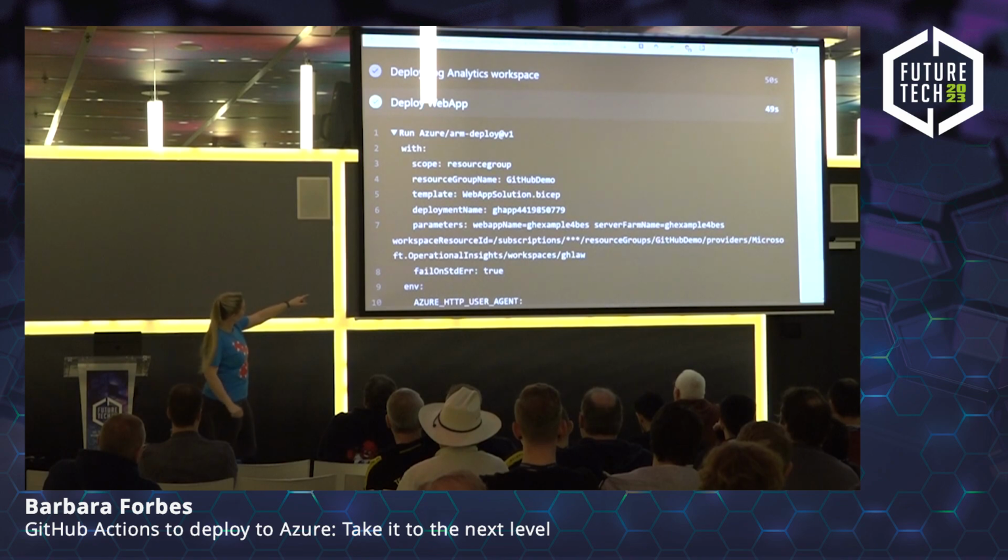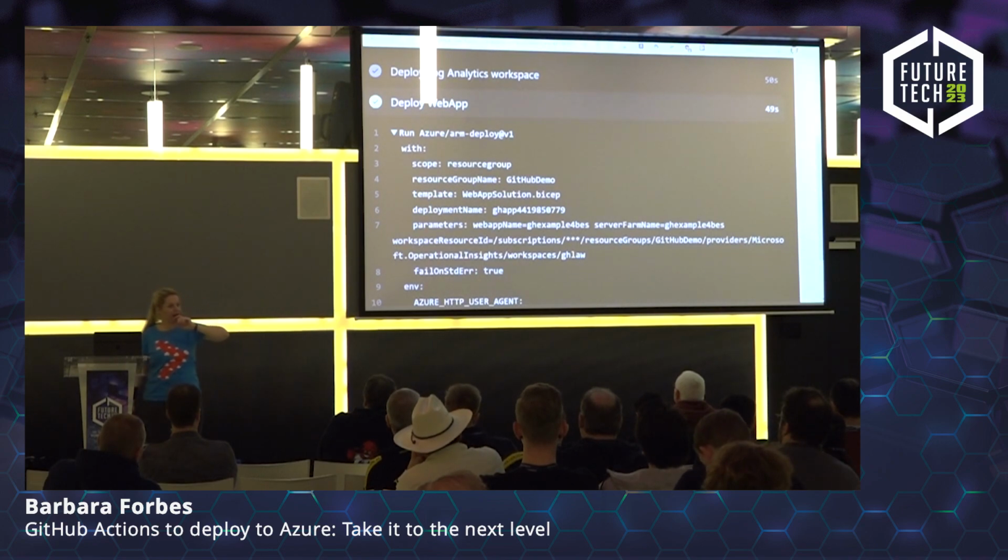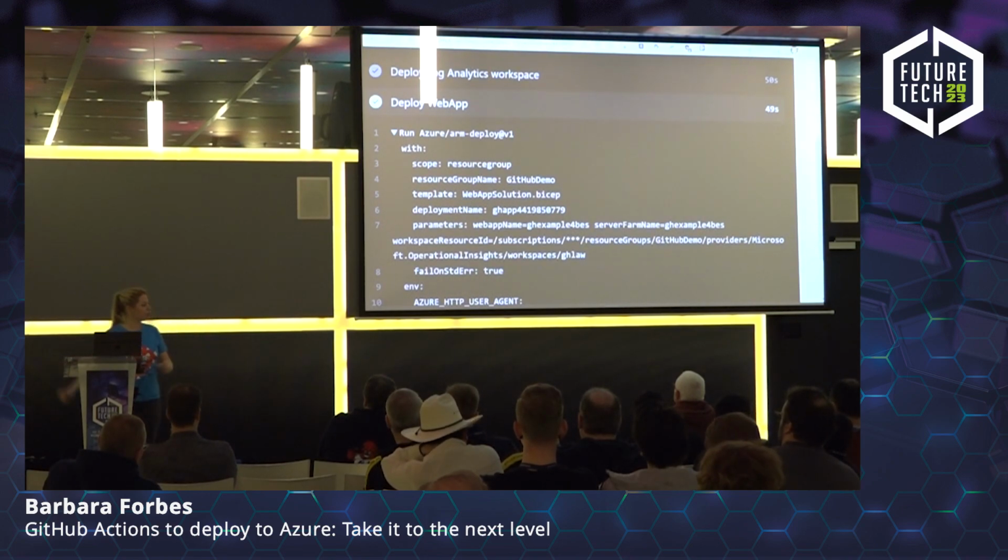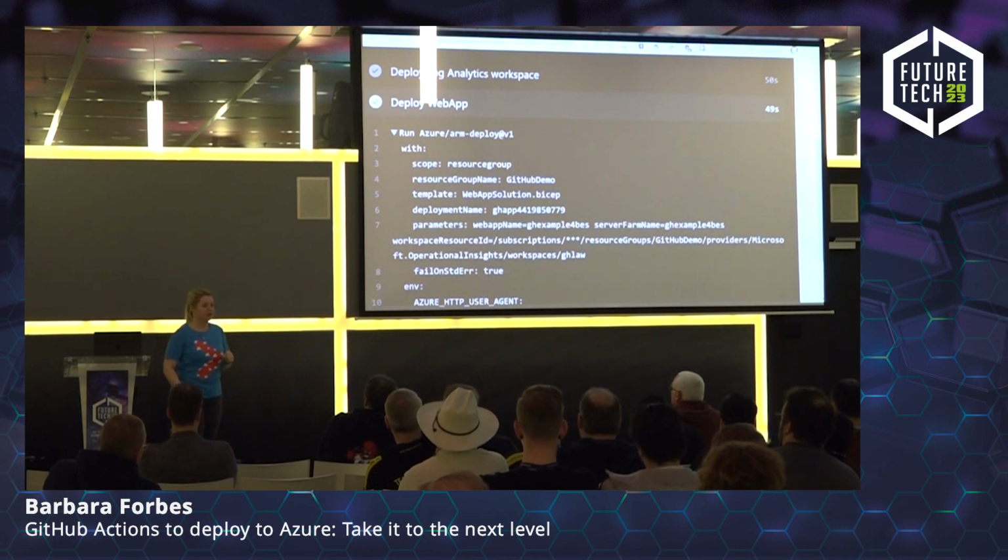Notice something else here, that it says the resource ID, subscriptions, and then 3 stars. The reason for that is that that's where the subscription ID would be, and I added the subscription ID to the secrets. GitHub does a check on the values in the secrets and the values in the logs, and if it sees something that's in the secrets, then it will not show it.